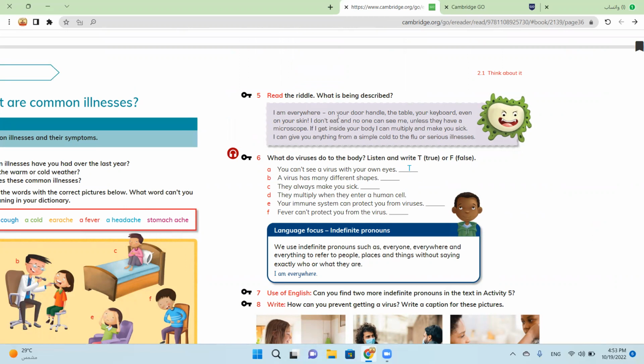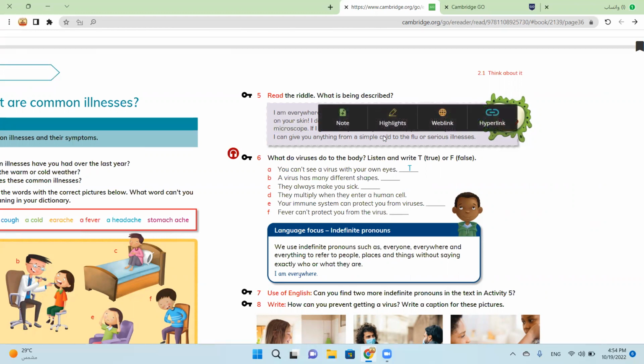I am everywhere. On your door handle, the table, your keyboard, even on your skin. I don't eat, and no one can see me unless they have a microscope. If I get inside your body, I can multiply and make you sick. I can give you anything from a simple cold to the flu or serious illness.